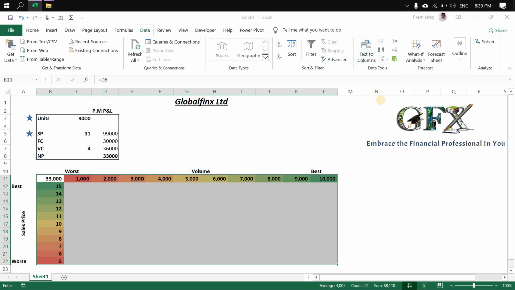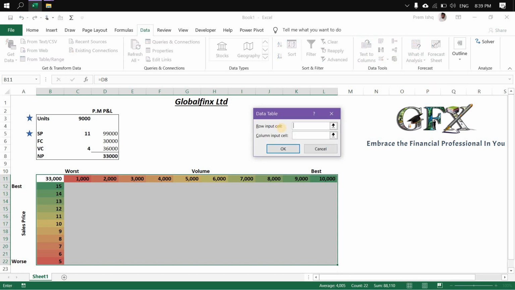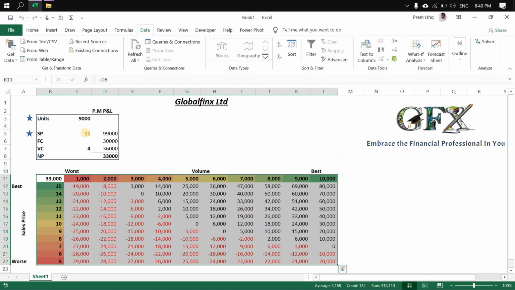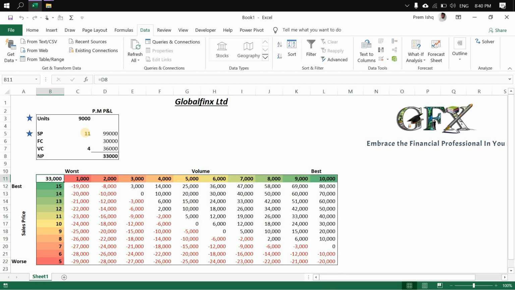Right. So now it is asking me what the row input cell is and what the column input cell is. The row input cell is the sales volume, so give that cell as a reference. Now the column input cell is the sales price, so give that as a reference like this. Click OK. Now you can see in all these possible scenarios the net profit is calculated.